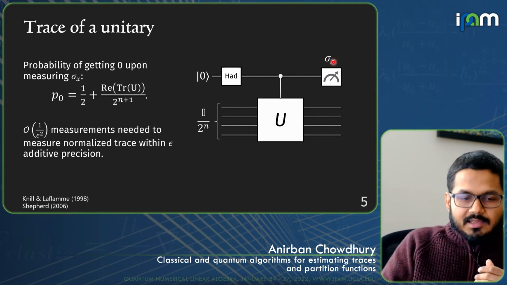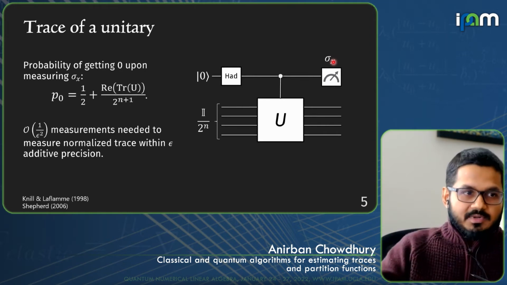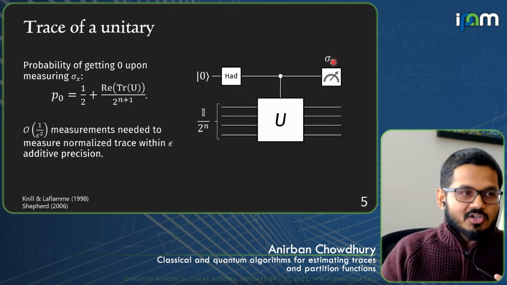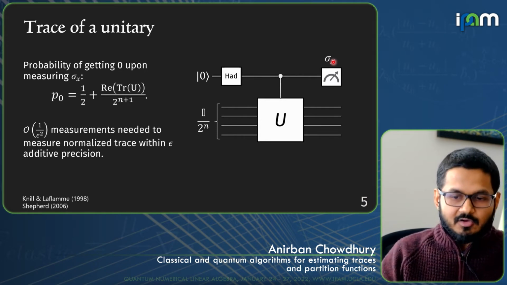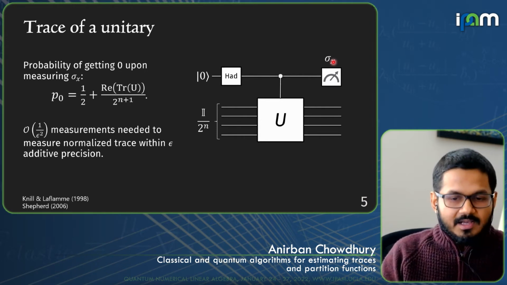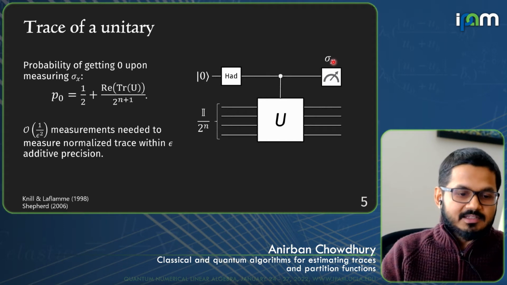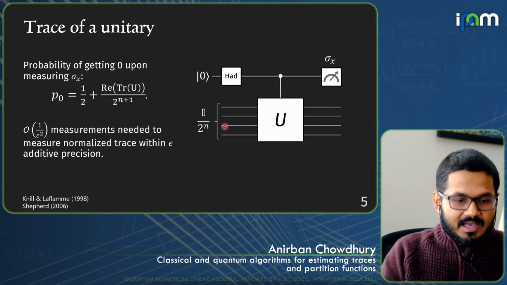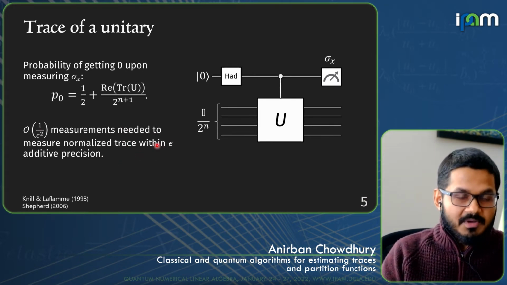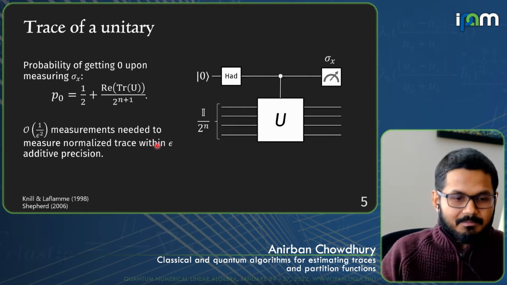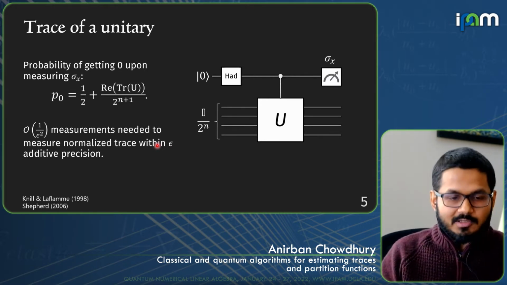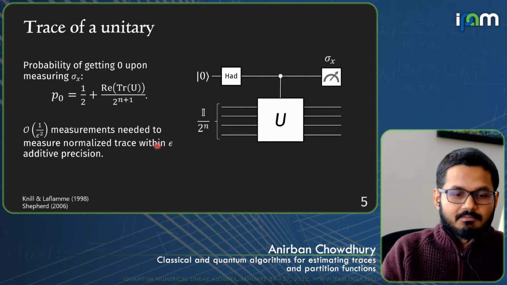So now you can do repeated measurements, collect measurement statistics, and actually estimate by using some kind of Chernoff bound kind of thing, how many measurements you need to estimate this trace to some precision. And you can show that you can estimate trace of U up to a normalization of 2 raised to n with an epsilon additive precision by using O of 1 over epsilon squared measurements. And this is equivalent to what people call the shot noise limit in quantum metrology.